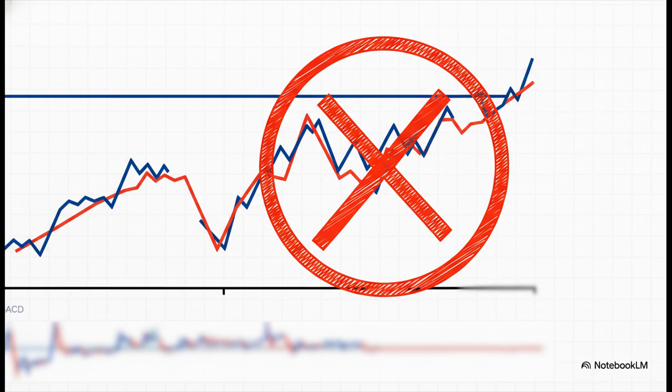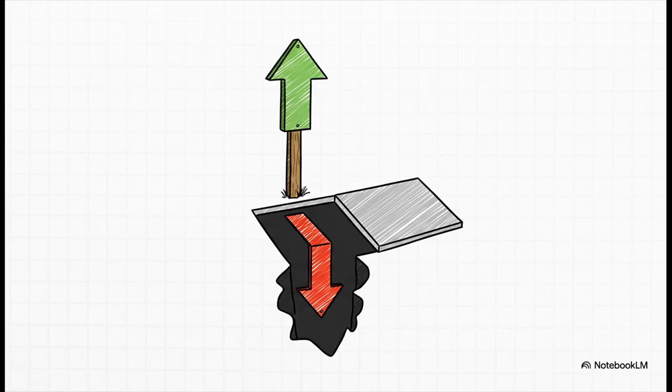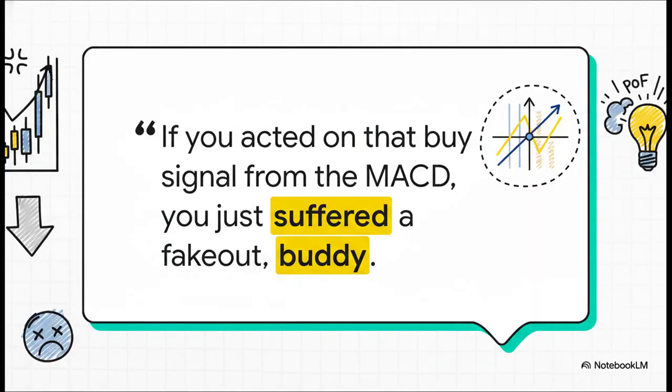What are the moving averages doing? Nothing. Absolutely nothing. The blue line never even gets close to crossing the red one. We got zero confirmation, none. And that, my friends, is a fake out. Acting on that one lonely signal from the MACD would have been a big mistake. You know, the material we're pulling this from puts it pretty bluntly, and I love it. It says, if you acted on that buy signal from the MACD, you just suffered a fake out, buddy. Ouch. That's a tough lesson to learn with real money on the line.